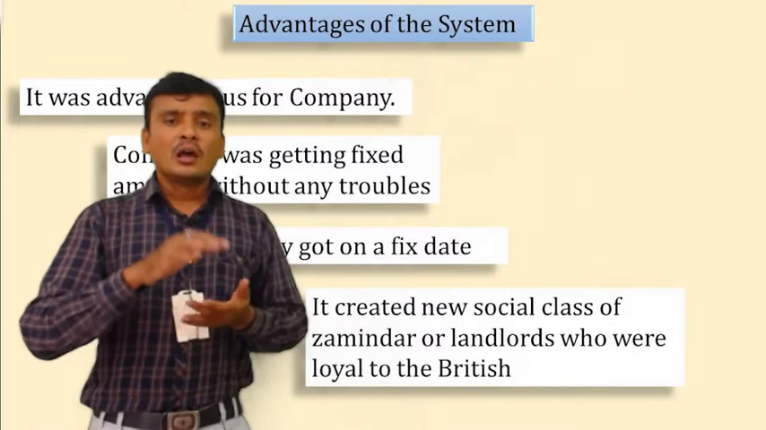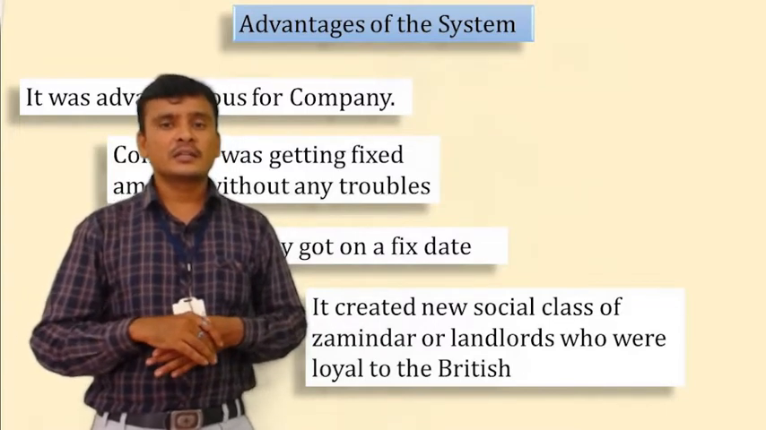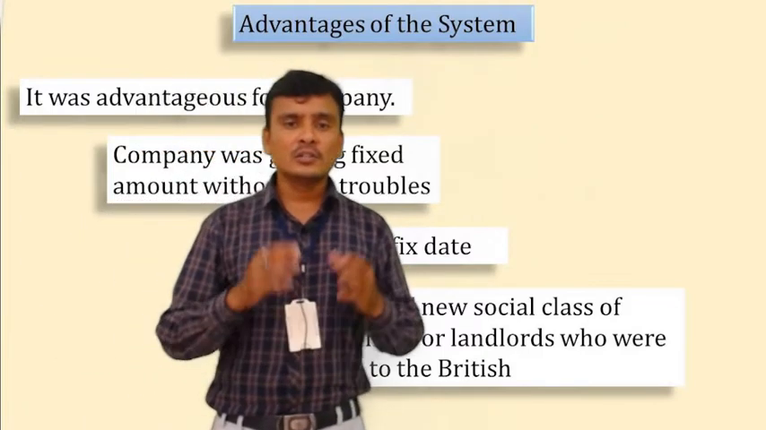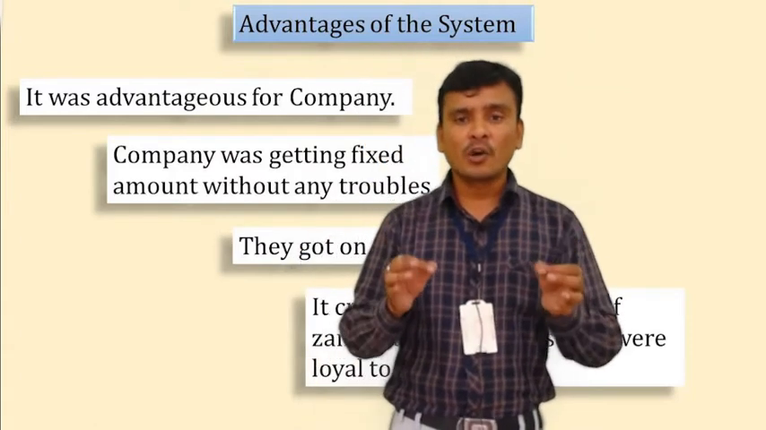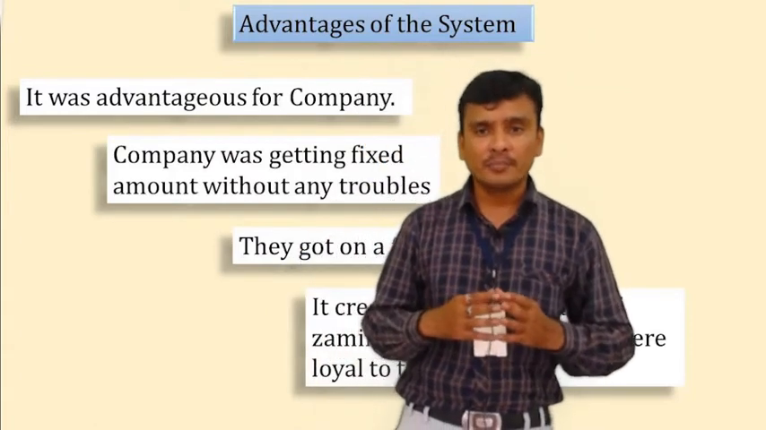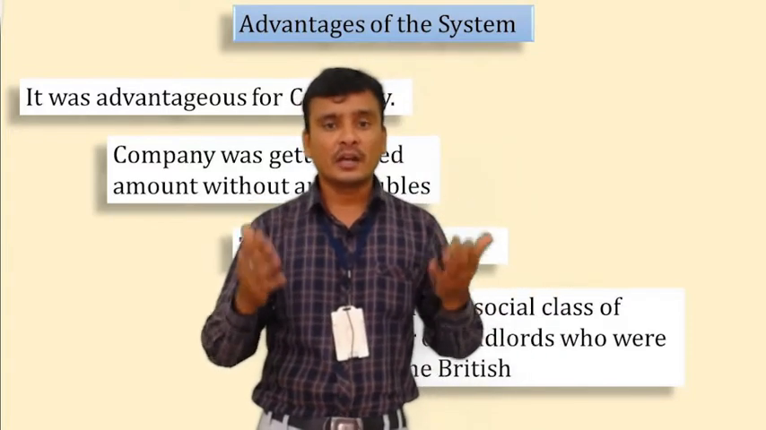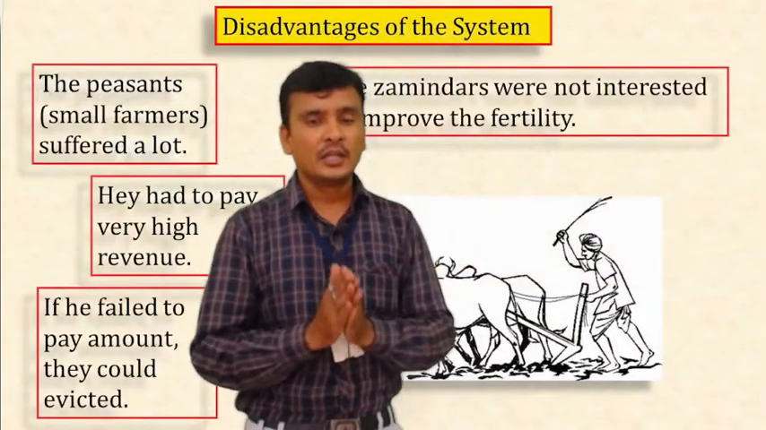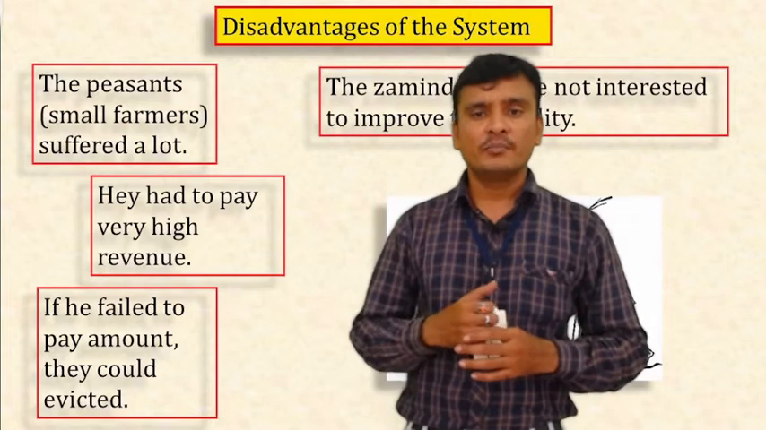It also created a new social class, the zamindars, or in English also called landlords, and that class was loyal to the British government or the English East India Company, because it was prestigious to be called a zamindar at that time, so they were loyal to the British.